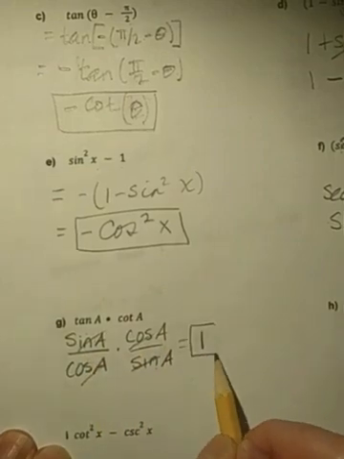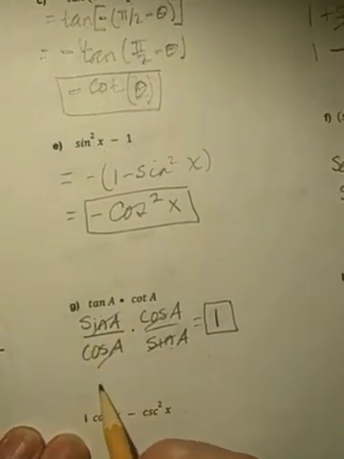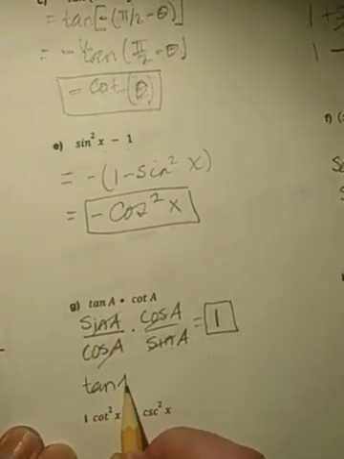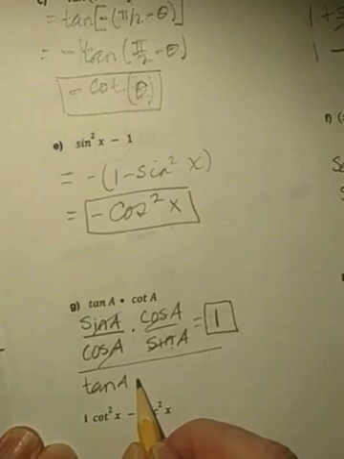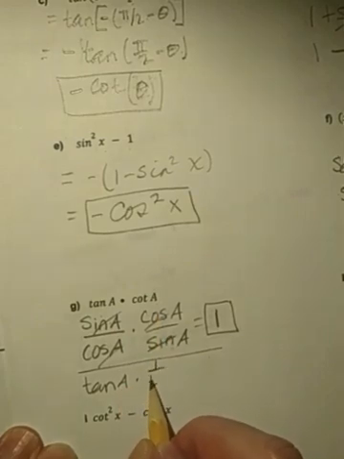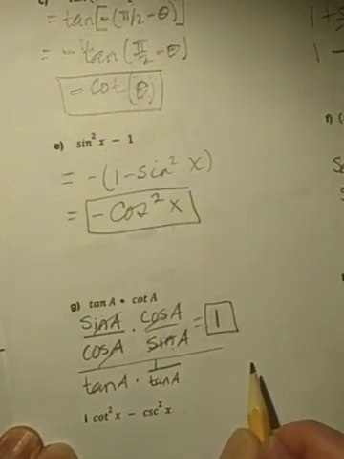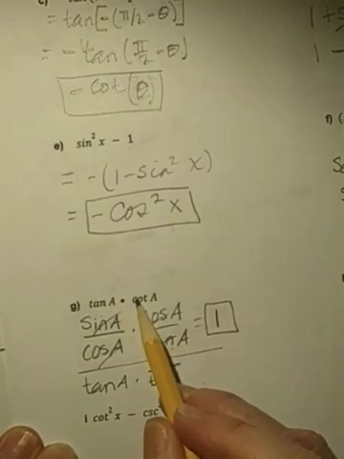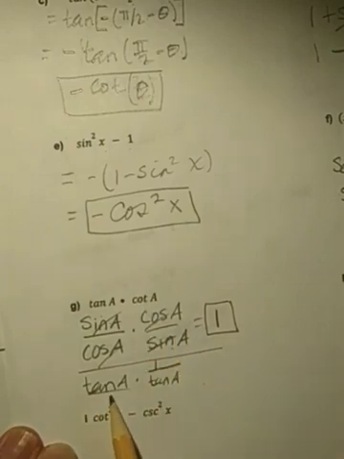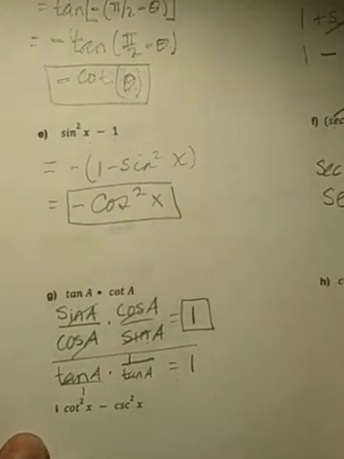That's not the only way to do this one. You could have also done it this way. Tangent of A times 1 over the tangent of A, because that's the reciprocal of tangent. And this will still give you 1. Tangent over tangent. Either way works.